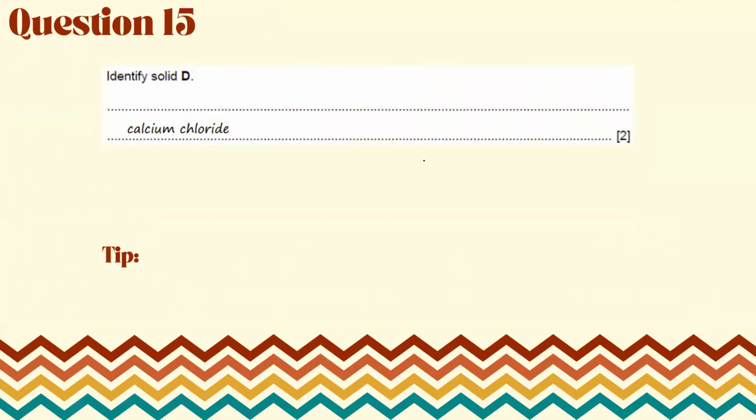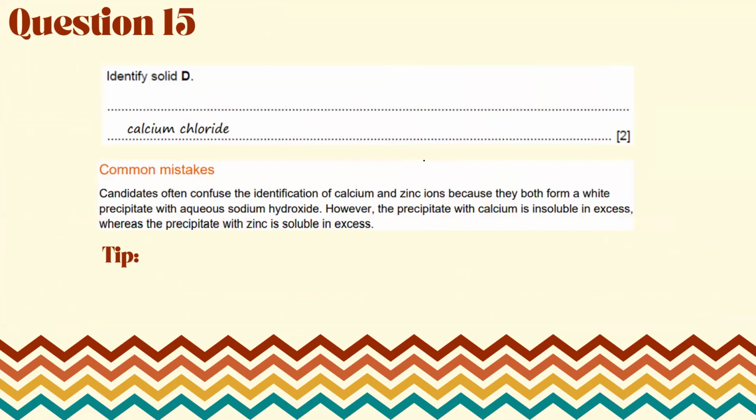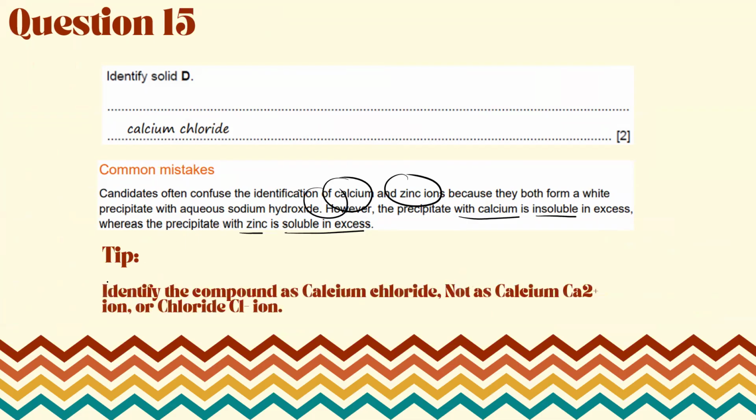Next question: identify solid D, calcium chloride. Common mistakes: candidates often confuse the identification of calcium and zinc ions because they both form a white precipitate with sodium hydroxide. However, the precipitate with calcium is insoluble in excess and the precipitate with zinc is soluble in excess. So you have to be careful. Identify the compound as calcium chloride, not as calcium ion or chloride ion. If they ask you to identify the solid, then write the full name, calcium chloride. If they ask you to identify the cation or the anion, then you have to write the names of the ions or the formulas of the ions.